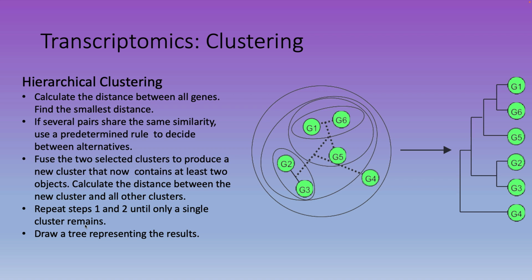So when we think about how hierarchical clustering works, it calculates the distance between all genes, and then it finds the smallest distance. In this case, the smallest distance it finds is between G1 and G6. Then it looks for these patterns of similarities and fuses these small clusters together. After it finds a small distance and fuses the clusters together, it repeats the whole process over again, and it repeats until it draws this tree.